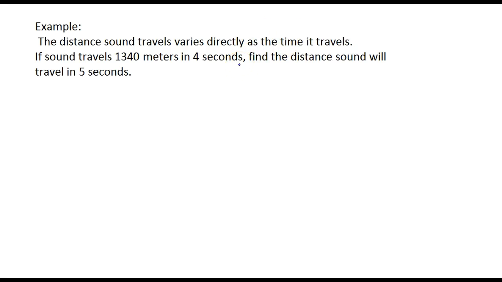So let's do an example here. The distance sound travels varies directly, there's that phrase, varies directly, as the time it travels. So we've got two variables, distance, which we'll call d, and time, t. From that first sentence we can set up our equation: d equals kt. Let's see what else they tell us. If sound travels 1,340 meters in 4 seconds, find the distance sound will travel in 5 seconds.